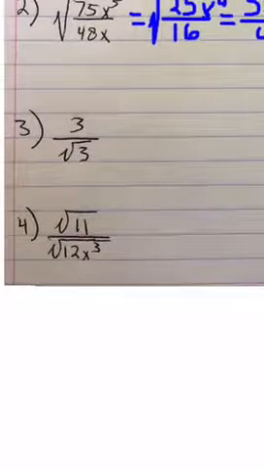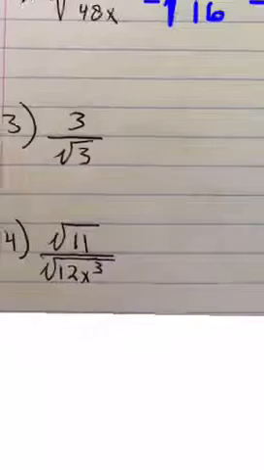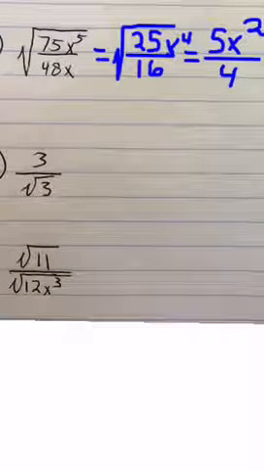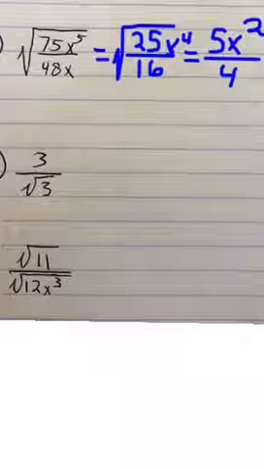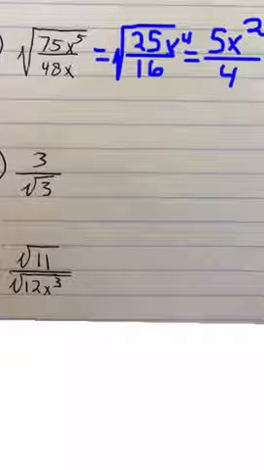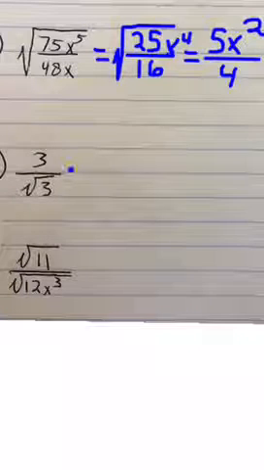Now, this is something a little bit different. This one's called rationalizing the denominator, which means we need to get the denominator so it no longer has a radical in the bottom. We don't like when there's a radical in the denominator. So in order to rationalize the denominator, we're going to do this little trick.